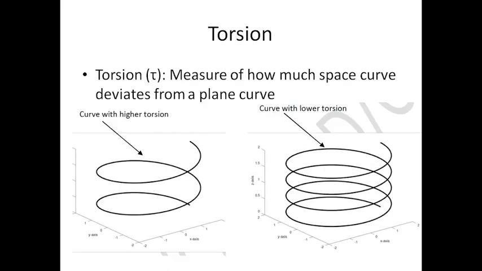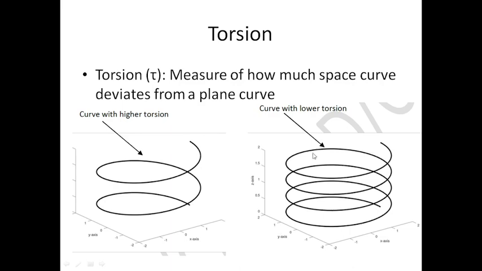Okay. Torsion, on the other hand, is a measure of how much a space curve deviates from a plane curve. For example, if this is a helix and it is emerging out from the xy plane at a faster rate, meaning in two turns it is traveling a distance of say 4 units, or 2 units for example, and this is 0.5, 1, 1.5 and 2.